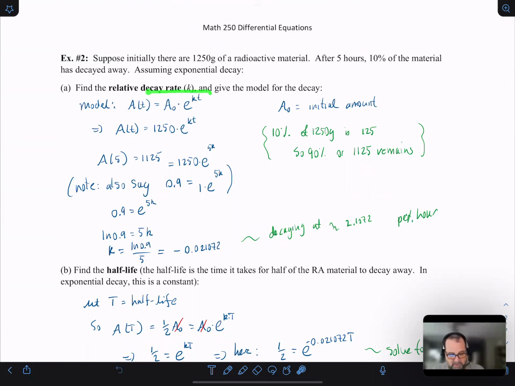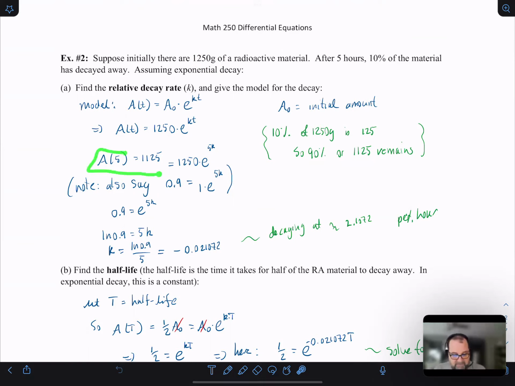So again, our model is this sort of thing: A of t, amount at time t, is A0, initial amount, times e to the kt. We already know our initial amount, that was just given. So A0 is 1250, and we want to find K. We can find K from this information. After 5 hours, 10% of the material has decayed away, so 90% of the material remains. So 90% of 1250 is 1125.